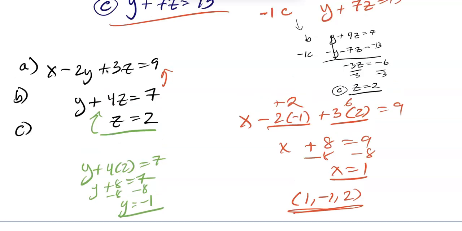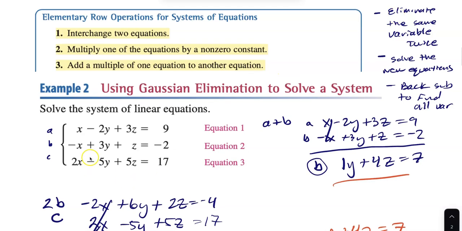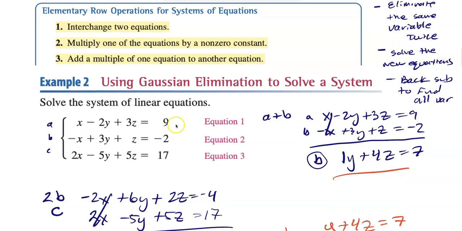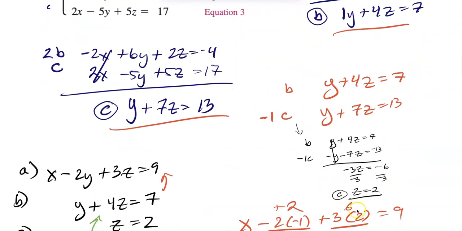Gaussian elimination, right? The general rule is to eliminate the same variable twice. So you want to get rid of the same variable twice. The most common mistake is people think, oh, it's really easy to get rid of x, then it's really easy to get rid of z. No. Eliminate the same variable twice. Whatever you decide to do, get rid of that variable twice. That gives you two new equations, and then you just solve those like normal.